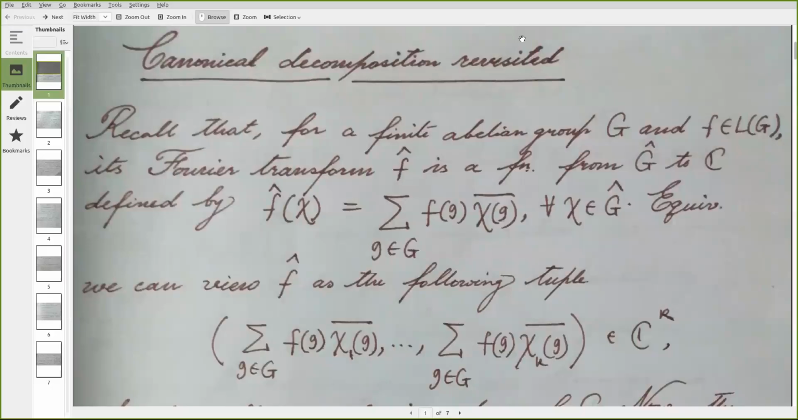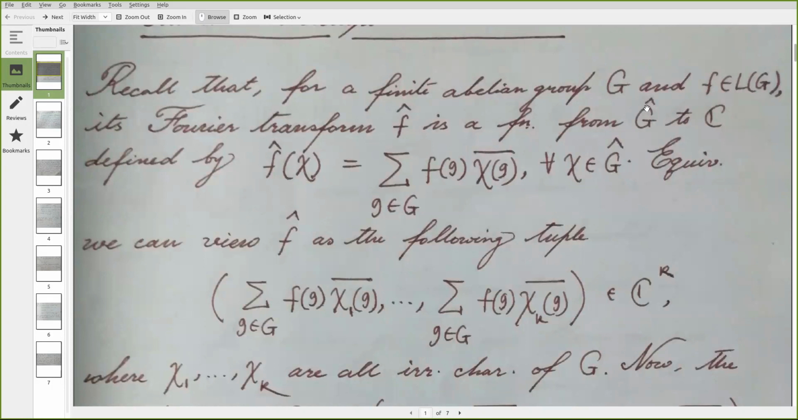All right, today we will revisit the canonical decomposition of a representation in the light of Fourier transform. So let us first recall the Fourier transform in the context of finite groups. So first we shall recall the definition of Fourier transform of a function for abelian groups.